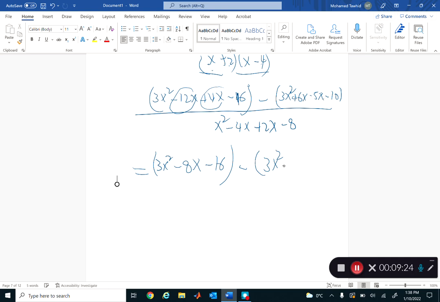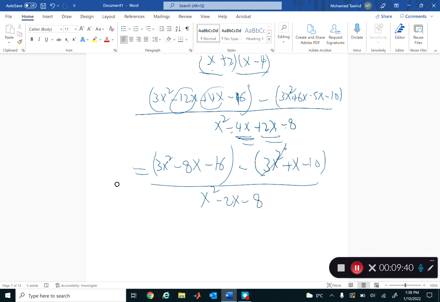6x minus 5x, you get plus x. Negative 10, negative 10. The whole thing divided by x squared. I combine those together. That is negative 4x plus 2x. You get negative 2x minus 8. So now I can simplify.